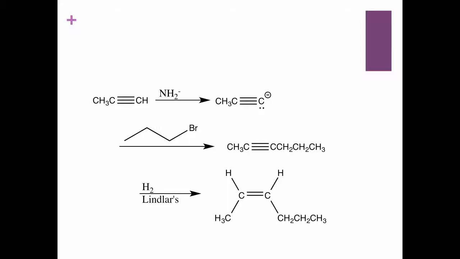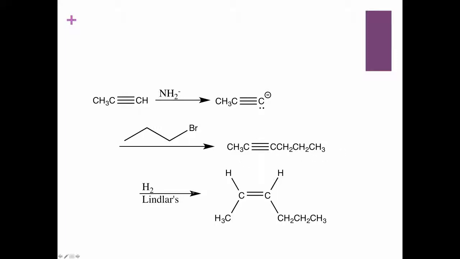So what would our total synthesis look like? Again, we've got a 3-carbon alkyne we're starting with. We want to get to a 6-carbon unit. So the first thing we're going to do is activate our propyne by pulling off that hydrogen with sodium amide to give us propyl acetylide. And then we're going to react that with propyl bromide to give us our 6-carbon 2-hexyne.